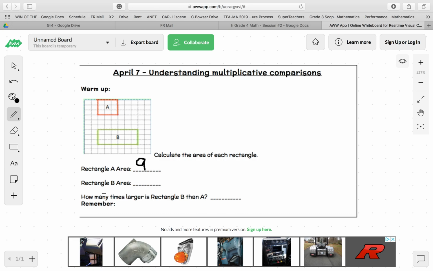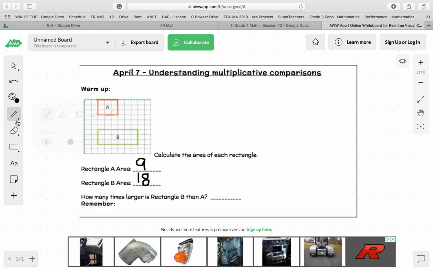Okay, now it says calculate the area for rectangle B. So again, I see that there's 3 here, so we're going to skip count again by 3s to find the total area. 3, 6, 9, 12, 15, 18. Okay, so our total area for rectangle B is 18.